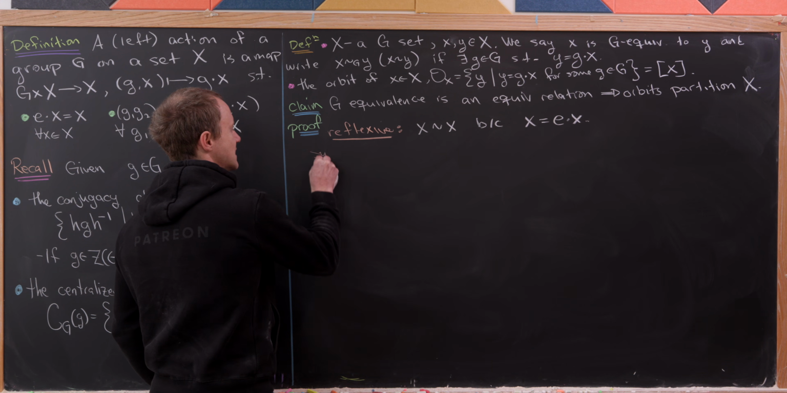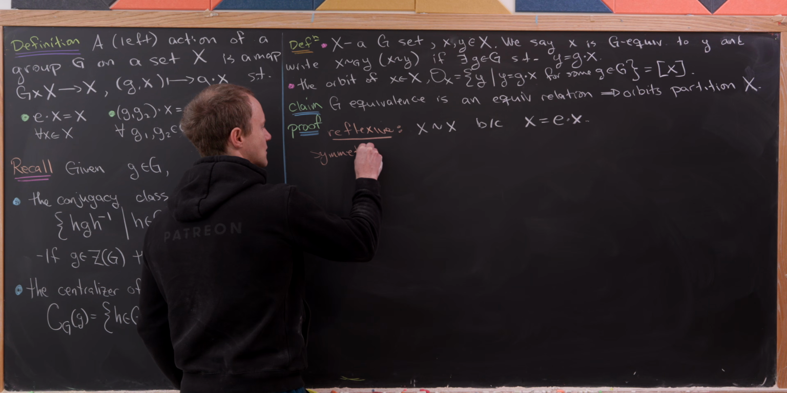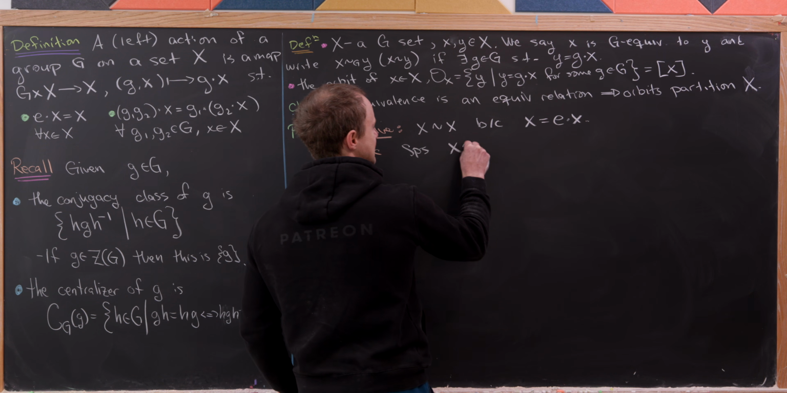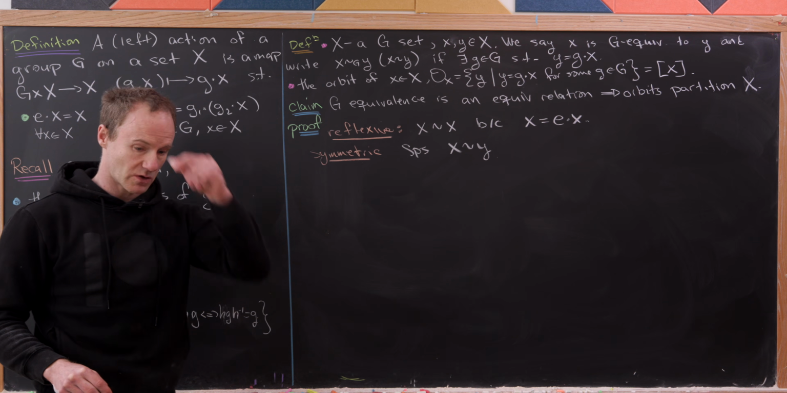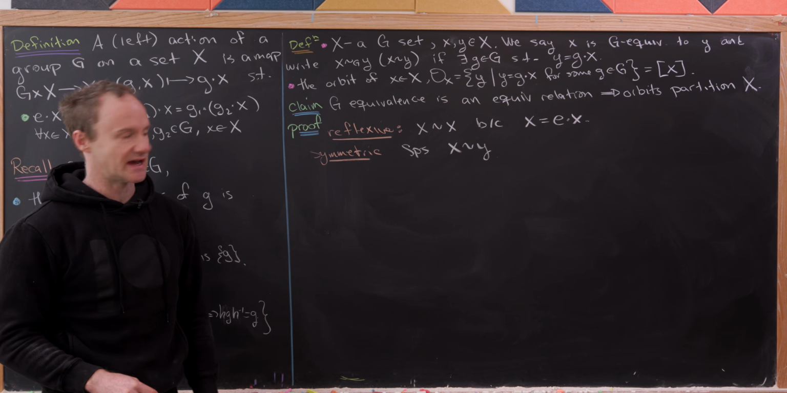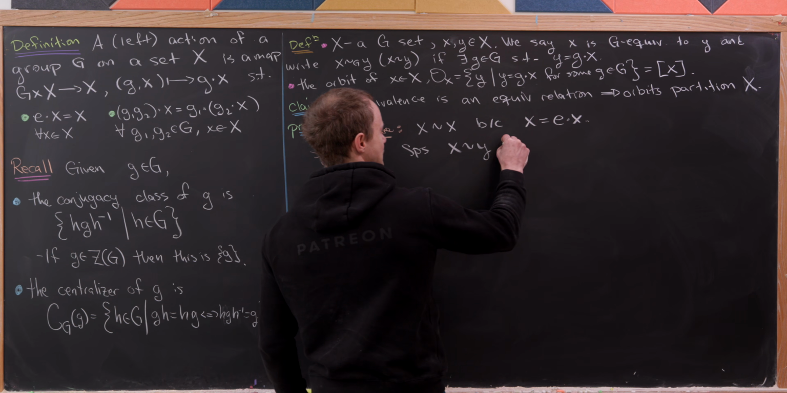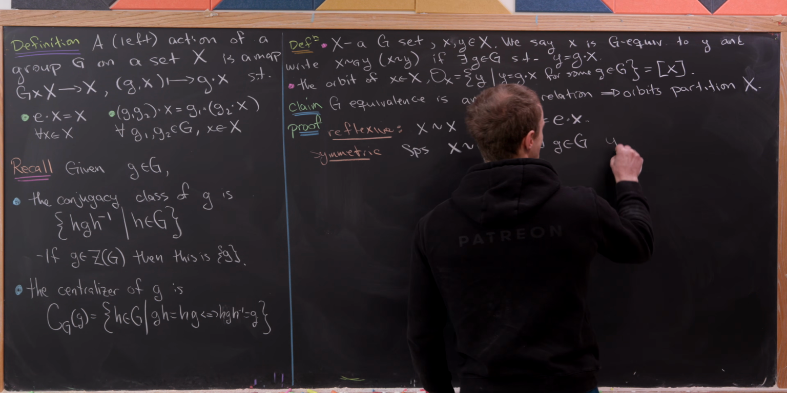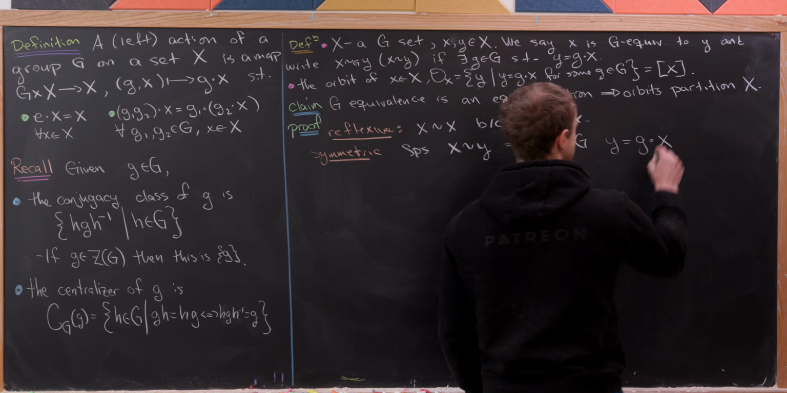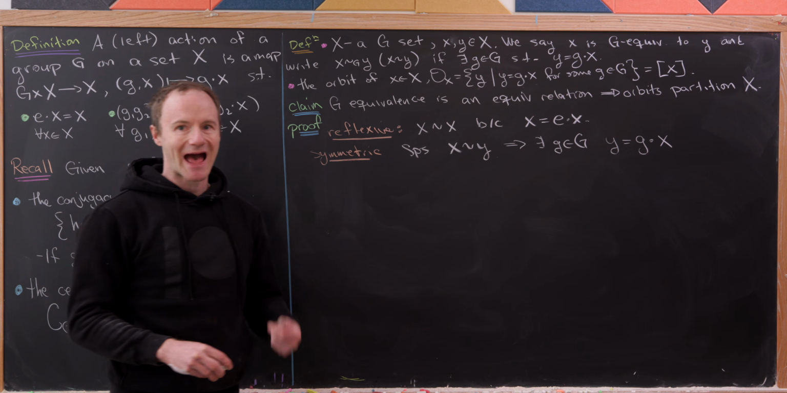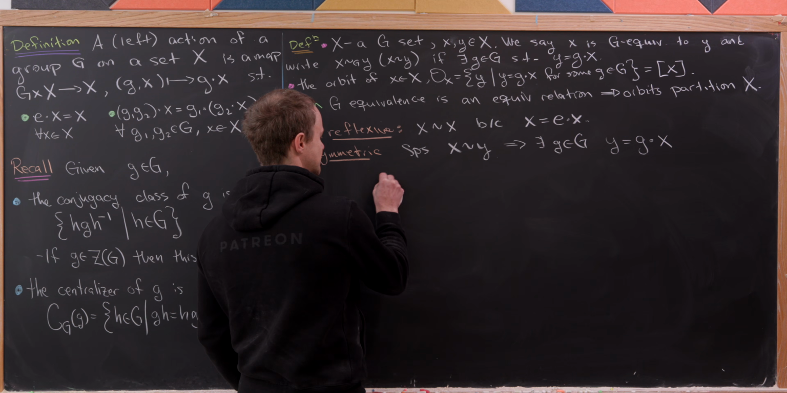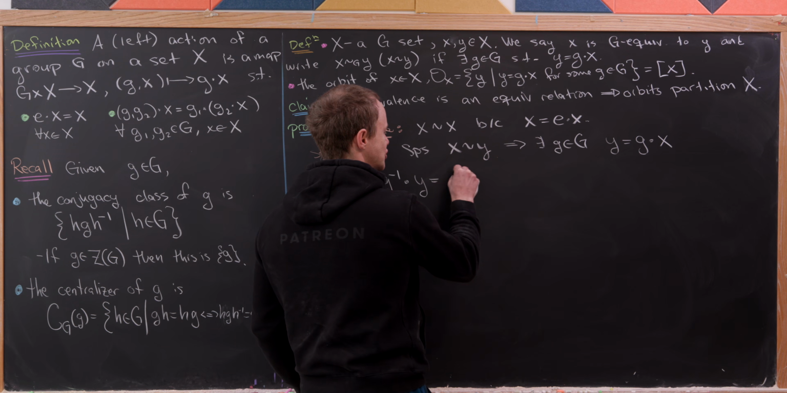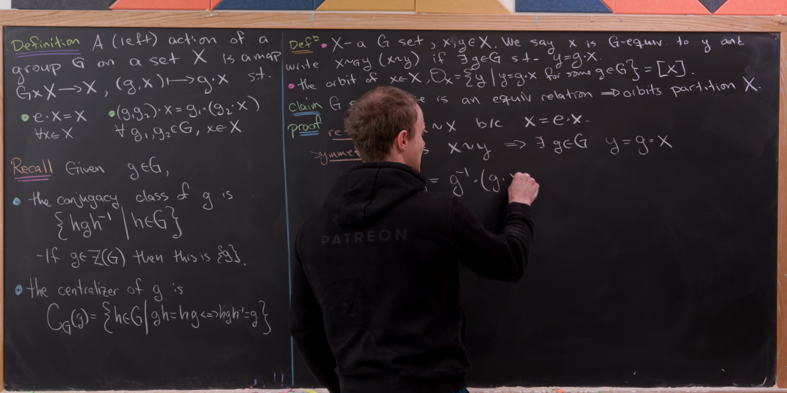Then we need this thing to be symmetric as well. So remember, to show something's symmetric, you suppose that x is equivalent to y and hopefully end up showing that y is equivalent to x. Okay, so if x is equivalent to y, that means that there exists a little g in G where y is equal to g dot x. But now what we'll do is act on both sides by g inverse. So we'll have g inverse dot y will be equal to g inverse dot g dot x.